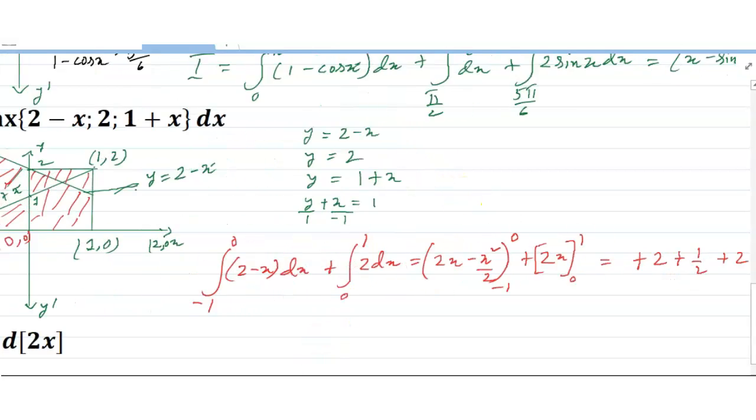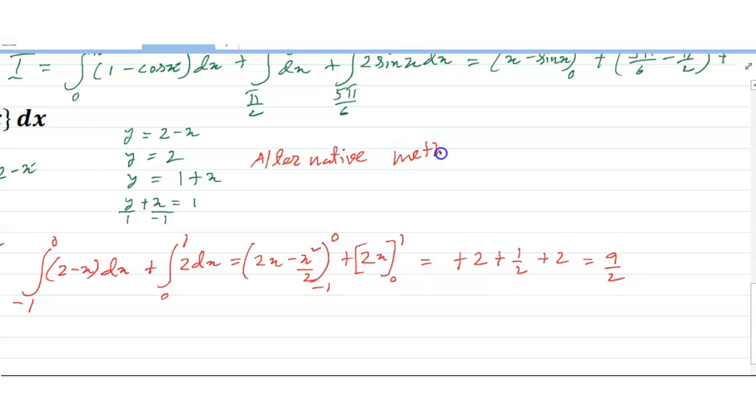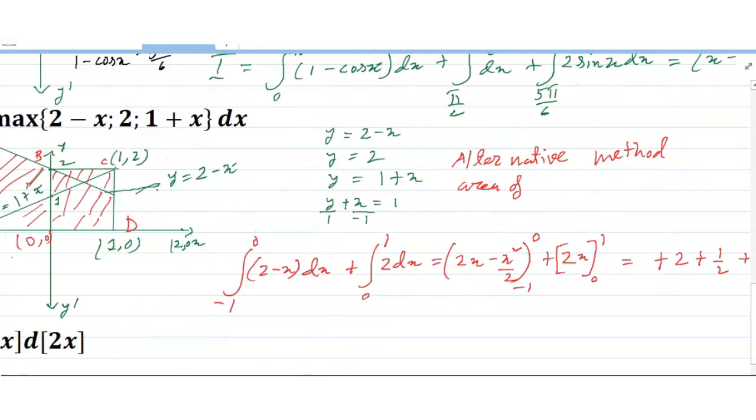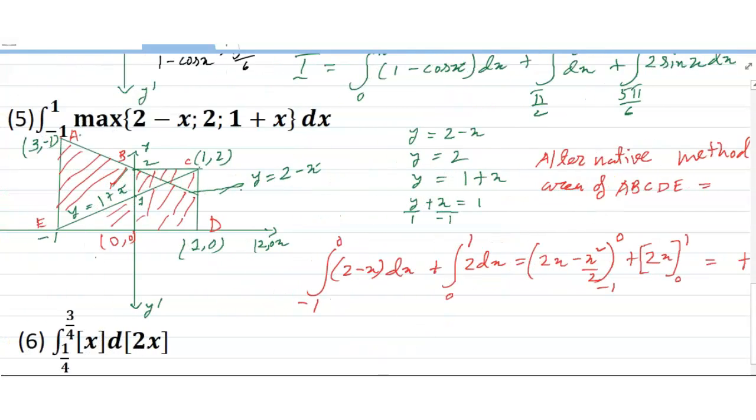Another alternative method is that this value is a, b, c. So alternative value is area of a, b, c, d, e. So area of a, b, c, d, e equals to, first is area of trapezium.